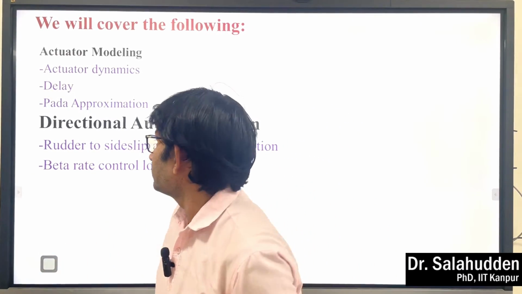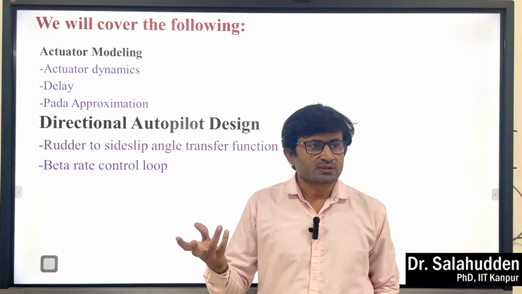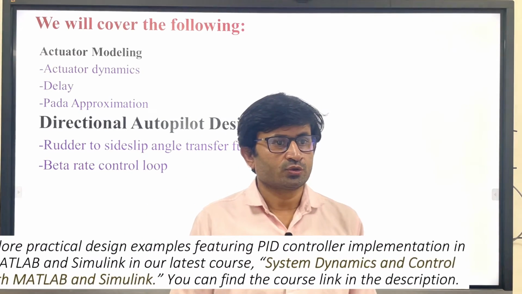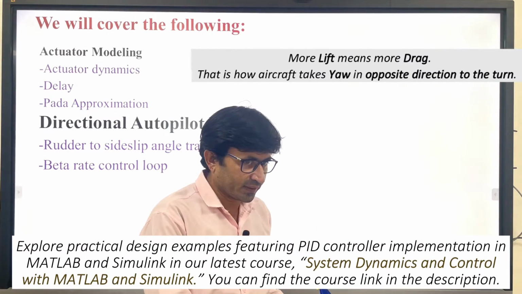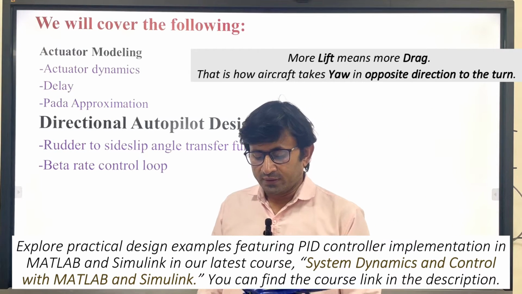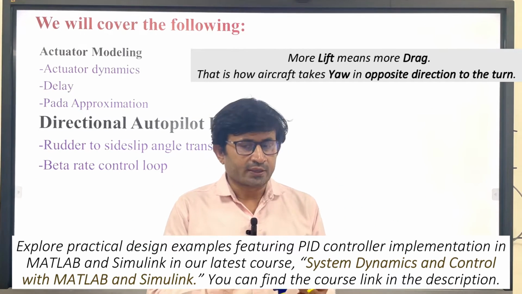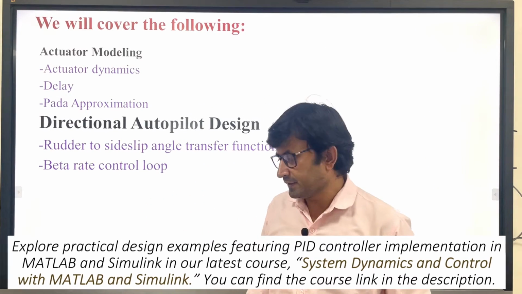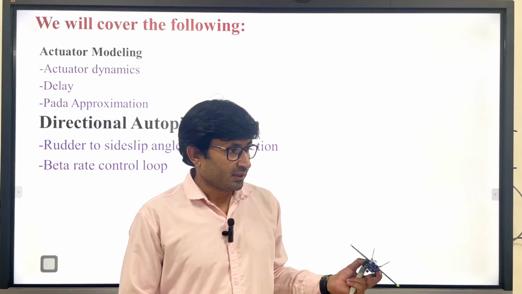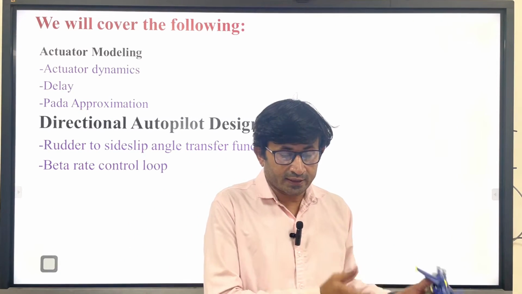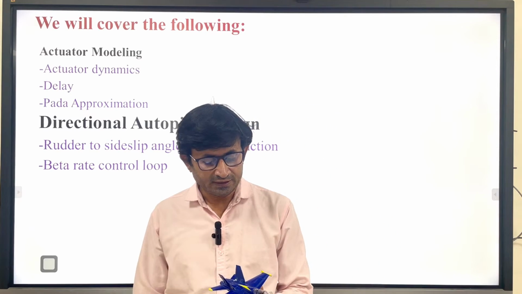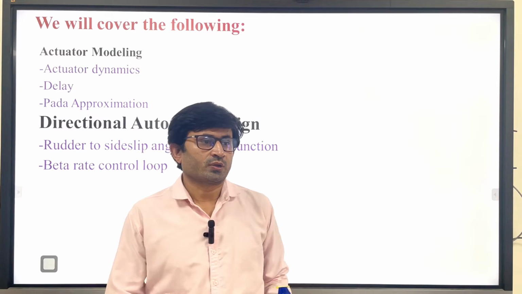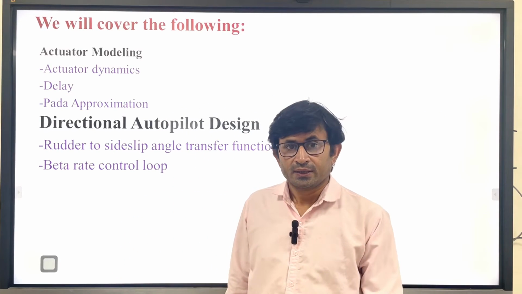In today's class, we will move towards the aircraft directional autopilot design and analysis. We have already done the longitudinal autopilot design and analysis, where we saw how to use the elevator and throttle in an automated manner to complete a longitudinal flight. Then we completed the lateral autopilot design, where we saw how to use the aileron in an automated manner to control the roll rate, roll angle and course angle.